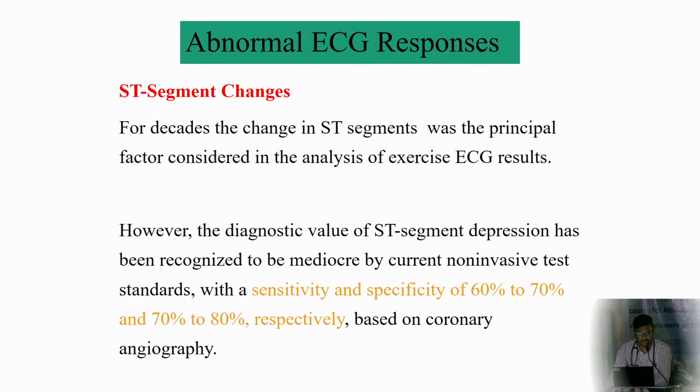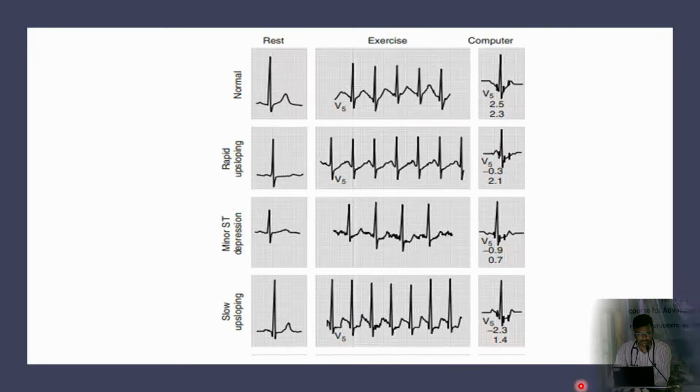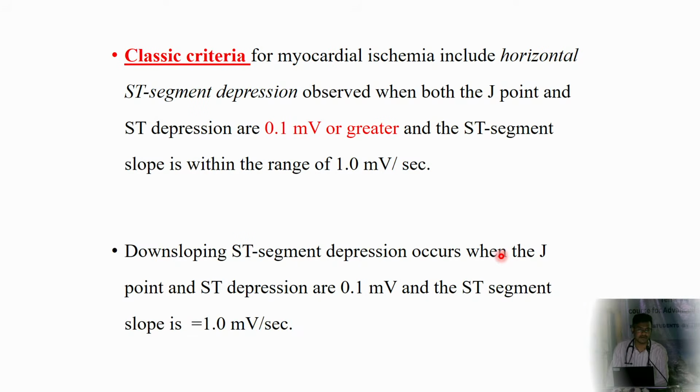So coming to the abnormal ECG responses, we have three abnormal ECG responses: horizontal ST segment depression, downsloping ST segment depression, and slow ST segment upsloping. If the patient has rapid upsloping, usually that is a normal response. At what point do you have to check for the ST segment depression, downsloping or horizontal? After the J point, after 80 milliseconds. So 80 milliseconds after the J point, you should check for the downsloping or horizontal ST segment depression.